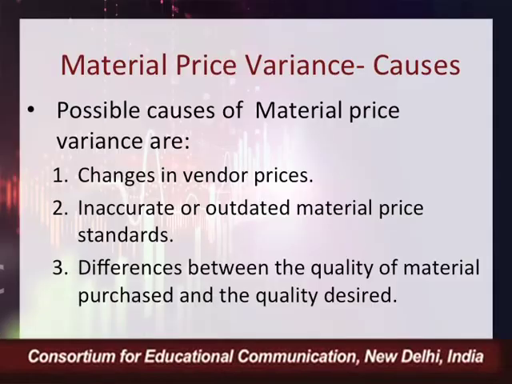At the time of setting the standard, the price was something else, whereas when we went to buy the particular product from our vendor, the vendor had changed the price. So this can be the first reason for material price variance.